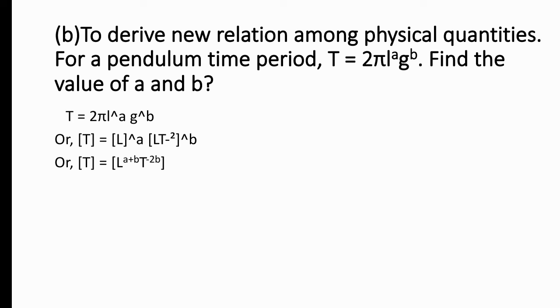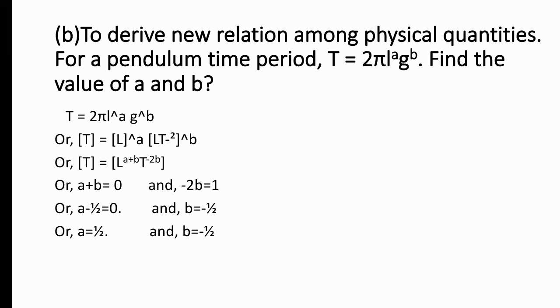Through the homogeneity principle, comparing both sides, a plus b equals 0, because on the left hand side there is no L term but only one T term with power 1, so minus 2b equals 1. If we solve it, b equals minus half, and if we put it in a plus b equals 0, we get a equals half. So a equals half and b equals minus half. So the correct equation is T equals 2 pi root over L by g.